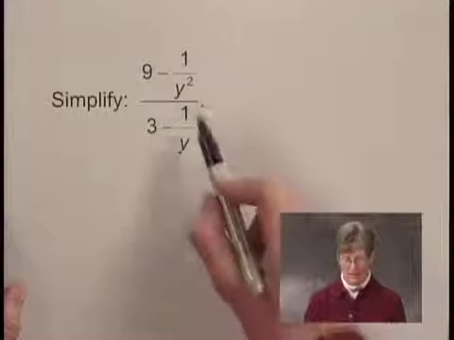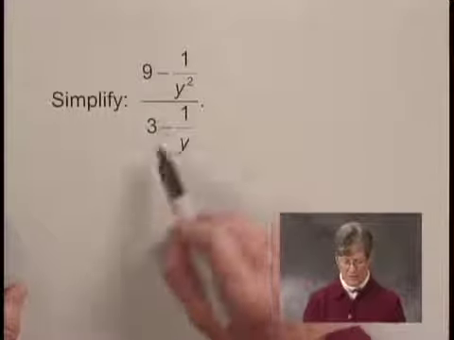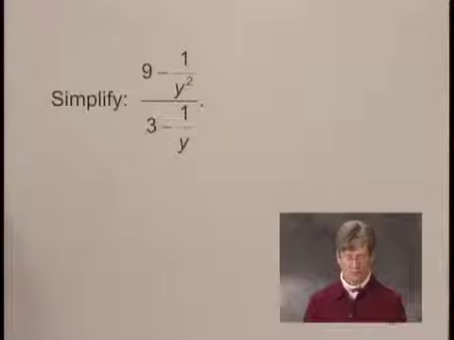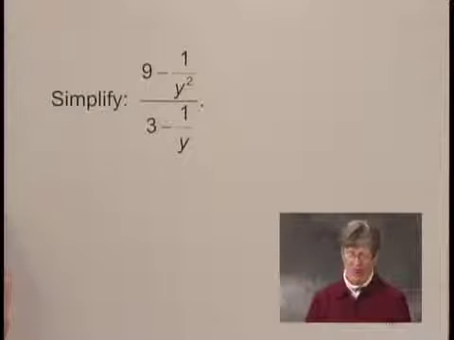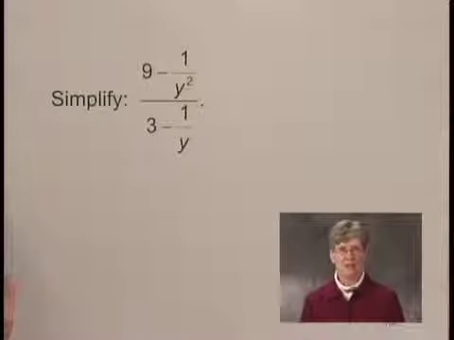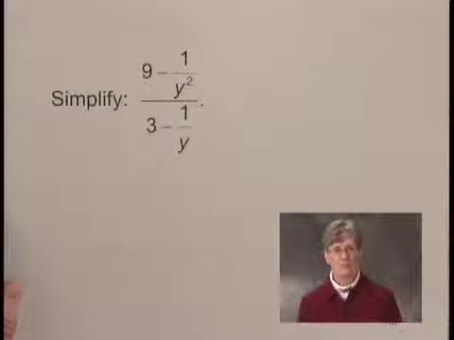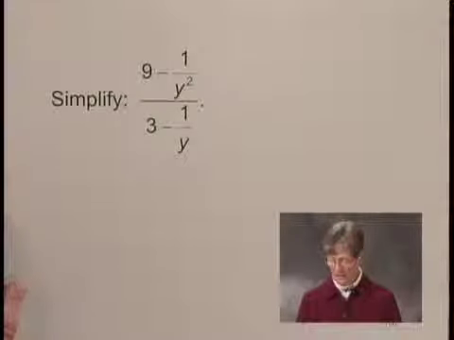In this exercise, we'll simplify a complex rational expression. The expression that we have is 9 minus 1 over y squared all over 3 minus 1 over y. And I'm going to use the method of simplification where we multiply the numerator and denominator of the complex rational expression by the least common multiple of all of the denominators.